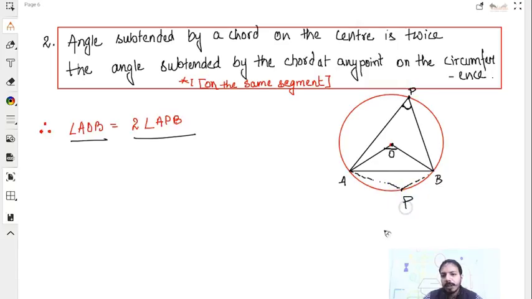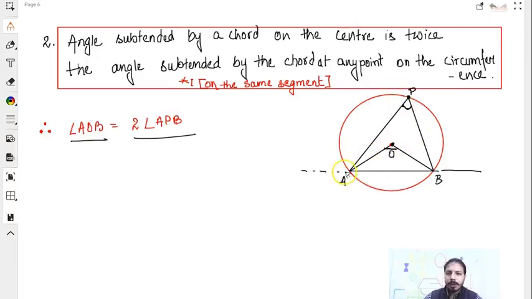Will it be same? So let me tell you guys, we should not take P here. This particular theorem is true only when you take this P on the side of the segment. Suppose this chord will divide this circle into two segments, right? This is, say, the bigger segment and this is the minor segment. Now you see the center is on this side of the segment. So we have to take the point on the same side as the center.